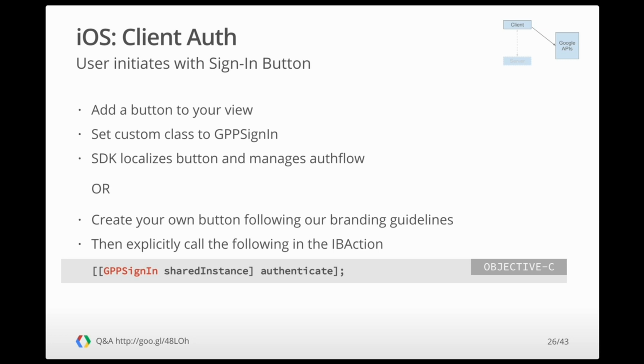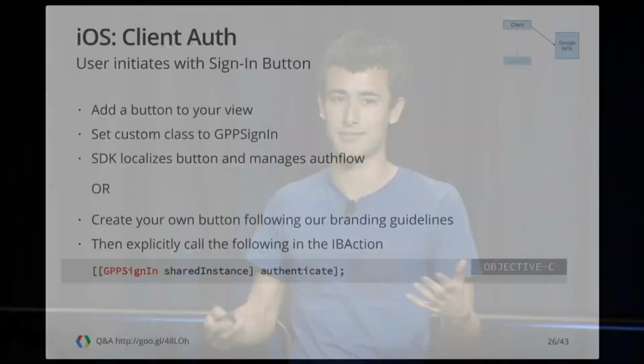You just have to add a button to your view, change the custom class to GPPSignIn, and then the SDK takes care of the rest, which also localizes the sign-in button to the user's local language. You can always use your own button, and if you do that, you should follow our branding guidelines, which we have in our documentation. And then you need to explicitly call GPPSignIn sharedInstance authenticate.